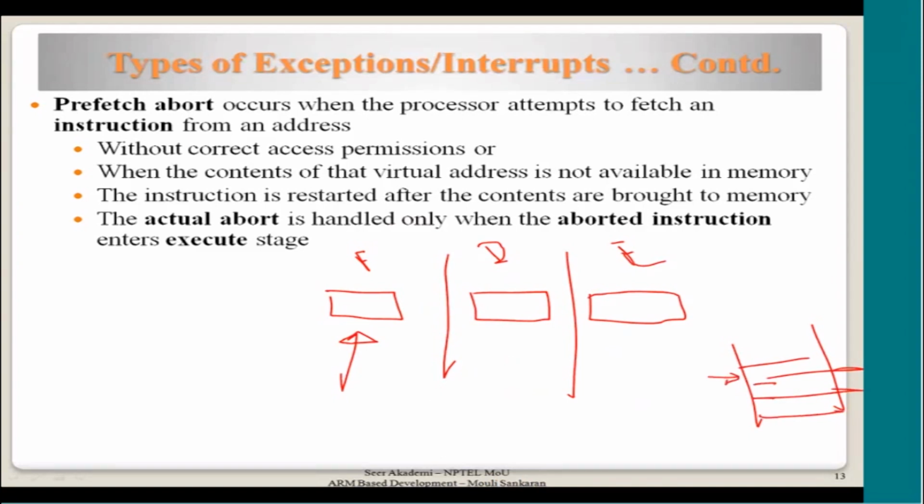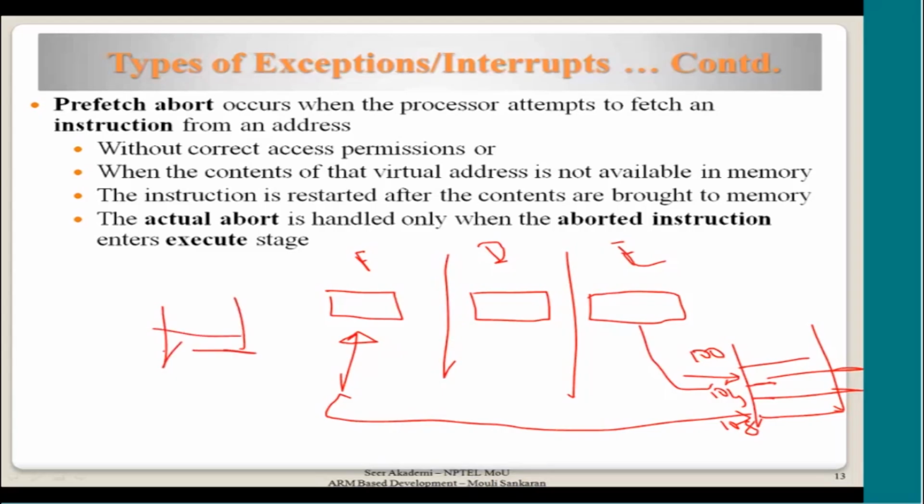Currently the PC is executing this instruction, but when this was accessed, the abort has happened. Assume this is 100, then 104 and 108. When 108 was accessed, the prefetch abort happened. So immediately it won't be generating an abort. What I mean by generating an abort is going to the abort handler, accessing that particular vector table, and then going and executing the ISR, the prefetch abort ISR.